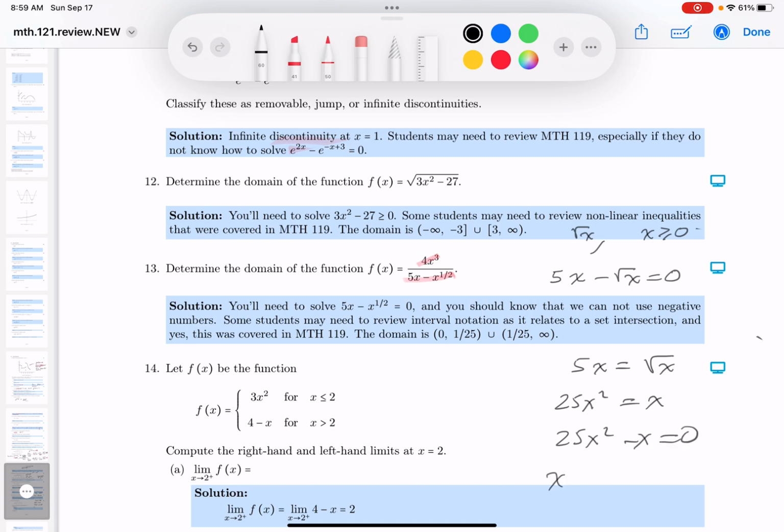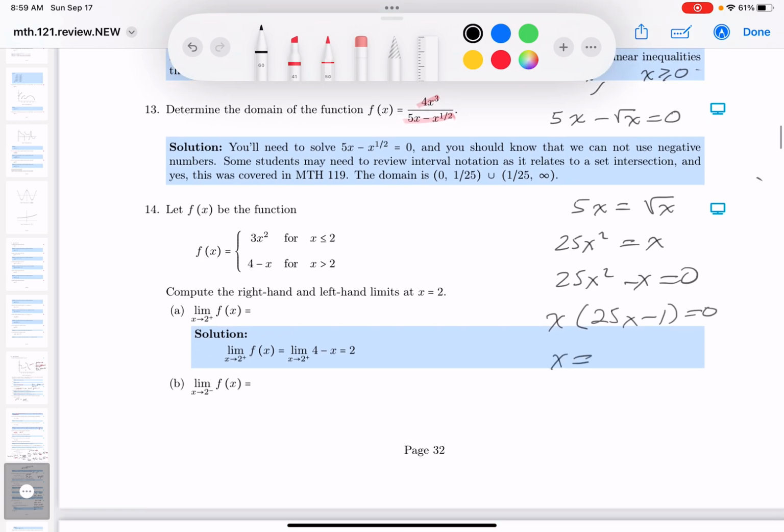Let me factor out the x now. What do you get over there? x times (25x minus 1) equals 0. So now I know x can't be 0. What else can it be? Well, looking at the second thing, 25x minus 1, it can't be 1/25.